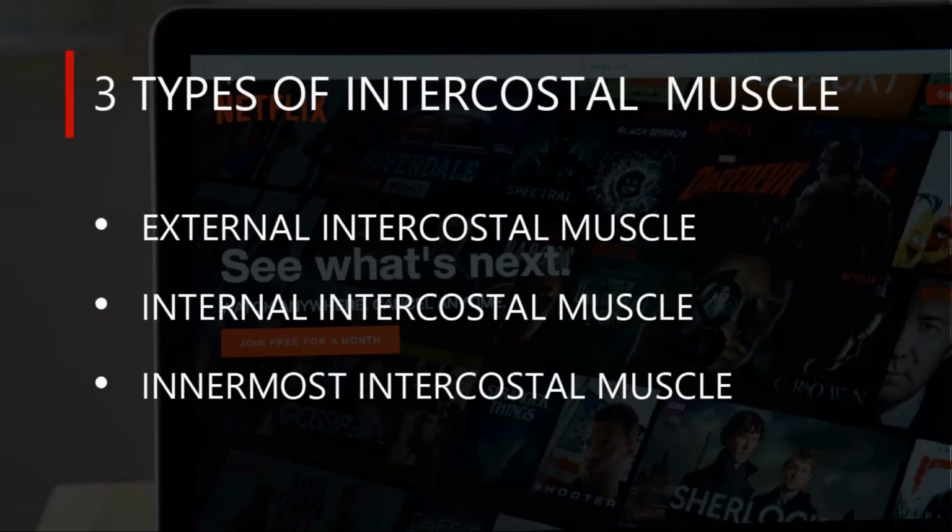Lastly, the innermost intercostal muscle. They are the deepest intercostal muscles located in the intercostal spaces. They contract along with the internal intercostal muscles to reduce the transverse dimension of the thoracic cavity. The functions of it are similar to the internal intercostals. They assist breathing by depressing the ribs and support the integrity of the thoracic cage.